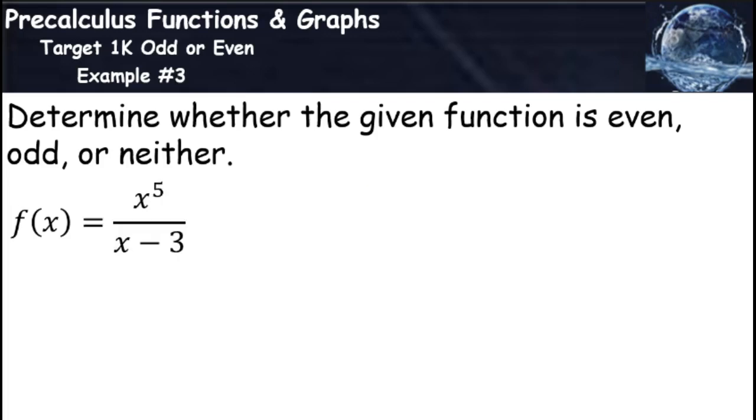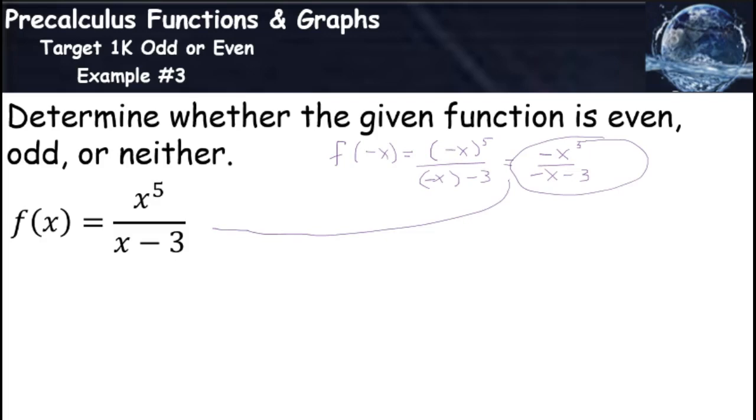Okay. Alright, and then the last one, we have f of negative x. So everywhere I see an x, I'm going to replace it with a negative x. So when I raise negative x to the 5th power, I'm going to still get negative x to the 5th. Negative's not going to go away. And here I have negative x minus 3. So I'm going to look at that and compare it to this, and I see that they are not equal. So this is not even.